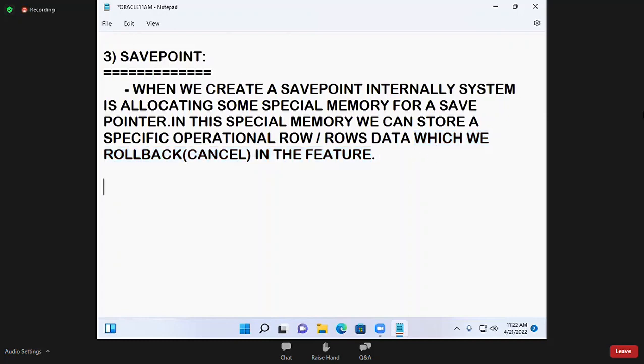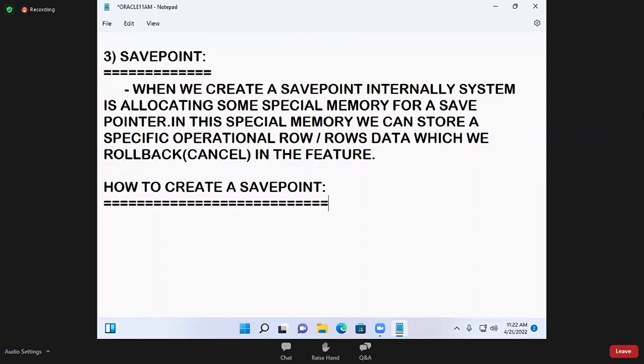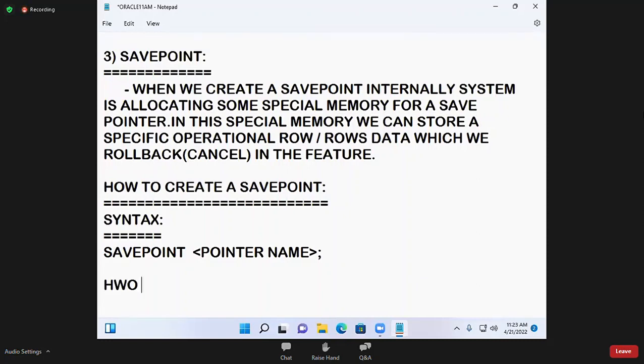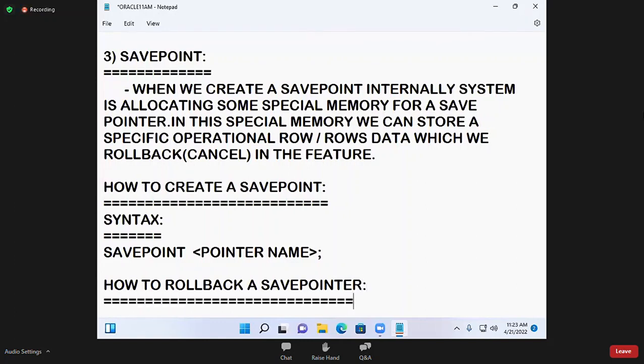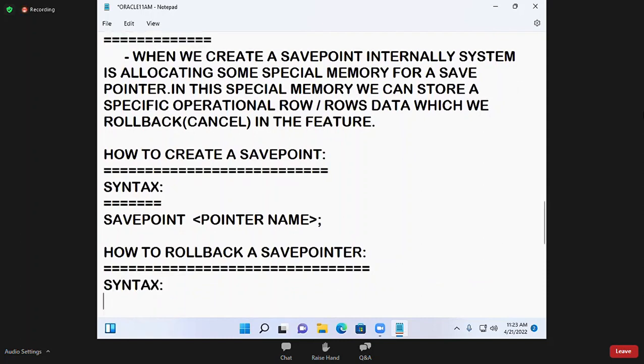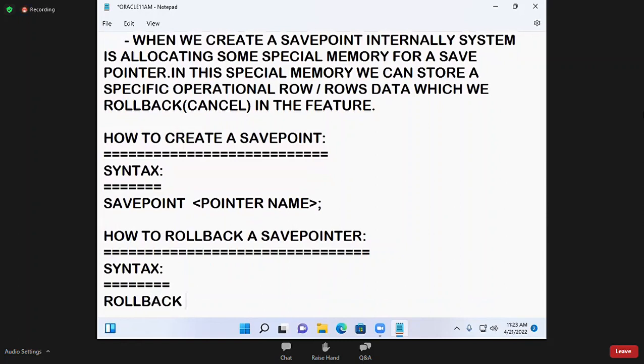Now, how to create a savepoint? Let's see the syntax to create your savepoint: SAVEPOINT, and here I give my savepoint name. In the same way, how do we roll back to a savepoint? The syntax is ROLLBACK TO, and here you give the savepoint name.